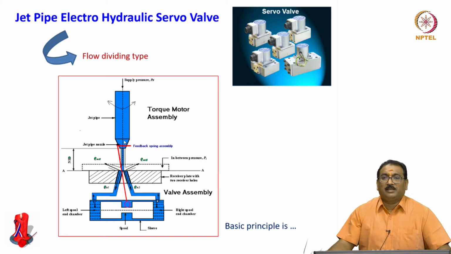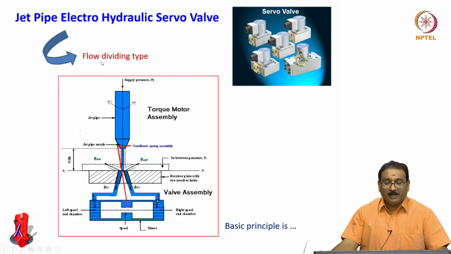Now quickly we will see one more servo valve, the jet pipe electro-hydraulic servo valve. It is a flow dividing type. You will see here, friends, this is a jet pipe which will carry a fluid continuously and impinge on the plate. This is called a receiver plate, which has 2 holes. These 2 holes are connected to the precision spool valve, and from the jet pipe to the spool there is a feedback spring. Please see here.